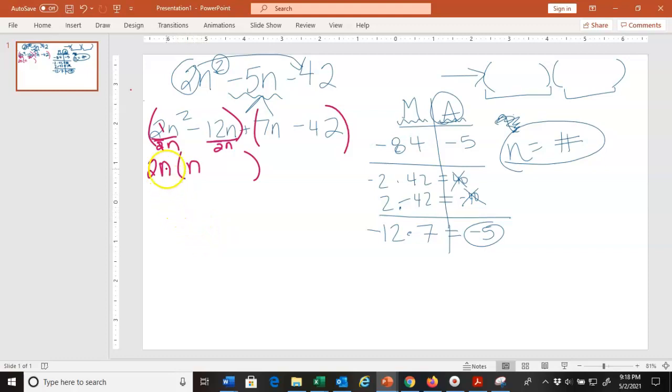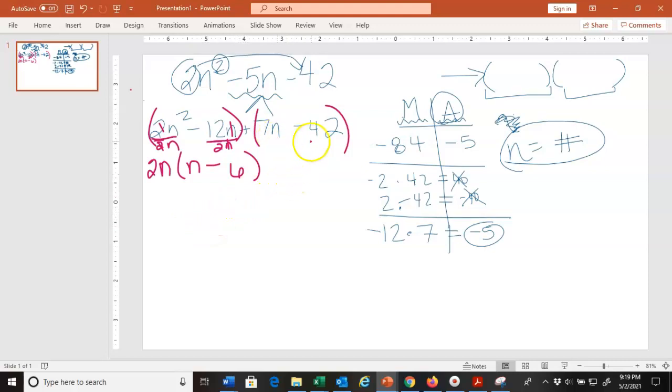And you can always double check yourself. If we were to redistribute this, it would be 2n times n gives you 2n squared. So let's do the second term. 12 divided by 2, that's 6. And n divided by n, those go away. So if we double check, 2 times negative 6 is negative 12n. So we're basically doing reverse distribution. That's basically what factoring is.